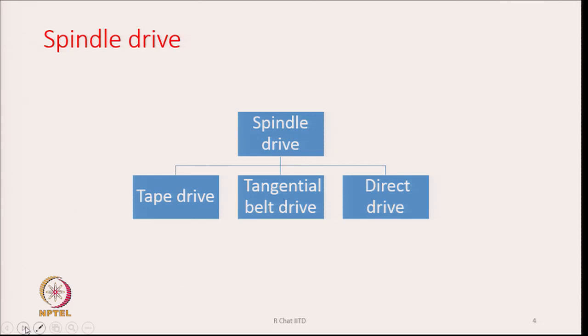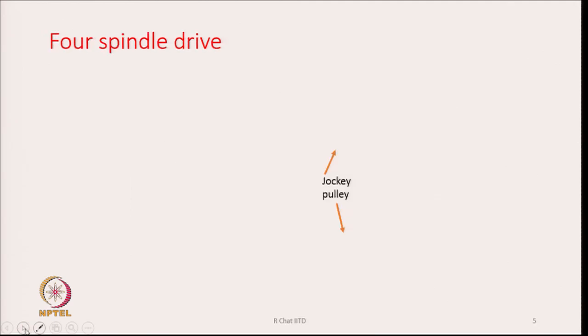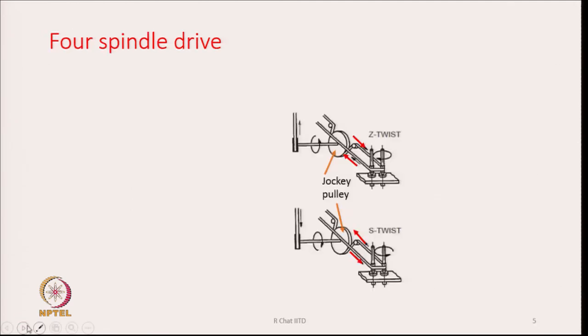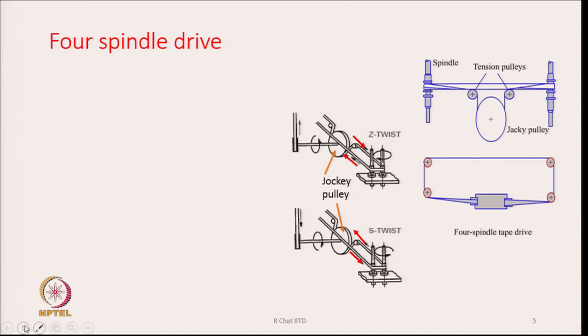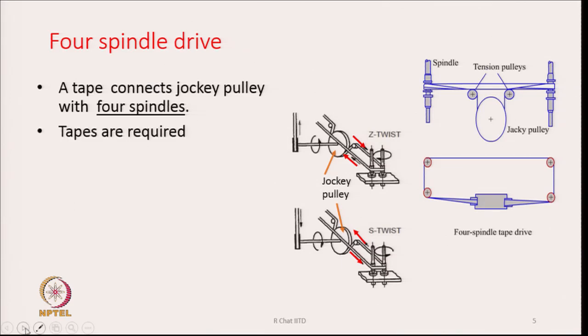Now, for the spindle drive, there are three types: tape drive, tangential drive and direct drive, as shown in the diagram. Now, we will see the tape spindle drive as shown in the diagram. You see the two sketches in this particular slide, and this is going to make the understanding very easy. What we see here is a pulley which we call the jockey pulley. So, this is the jockey pulley, or here this is the jockey pulley, in the same diagram.